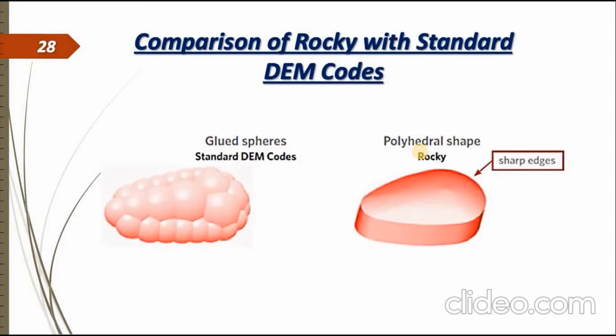Now this is a comparison of Rocky with the standard DEM codes. As can be seen, by using coding we can create a shape with the glued sphere approach, but it's not as accurate as the sharp edges approach of the Rocky software, in which we can study both glued sphere particles and regular smooth surface particles.